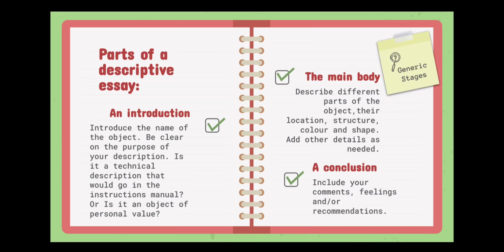The next part is the main body of the essay, which can be composed of 1 paragraph, 2 paragraphs, or 3 paragraphs. Here you describe different parts of the object. You can talk about their location, their structure, color and shape, and you can provide other details as required. The final part of the essay is the conclusion, and in this part you give your concluding comments, feelings, and or recommendations. If it is a personal description, then you will give your comments and feelings, while if it is a technical description, you can give recommendations.